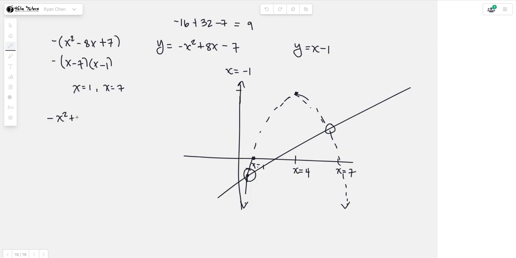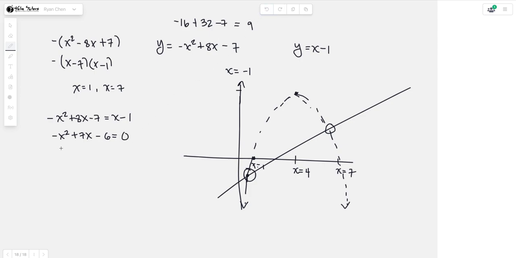Minus x squared plus 8x minus 7, my bad, equals x minus 1. So if we subtract 1 from both sides and add 1, that's going to say minus x squared plus 7x minus 6. Very well constructed question, Mr. Clark.